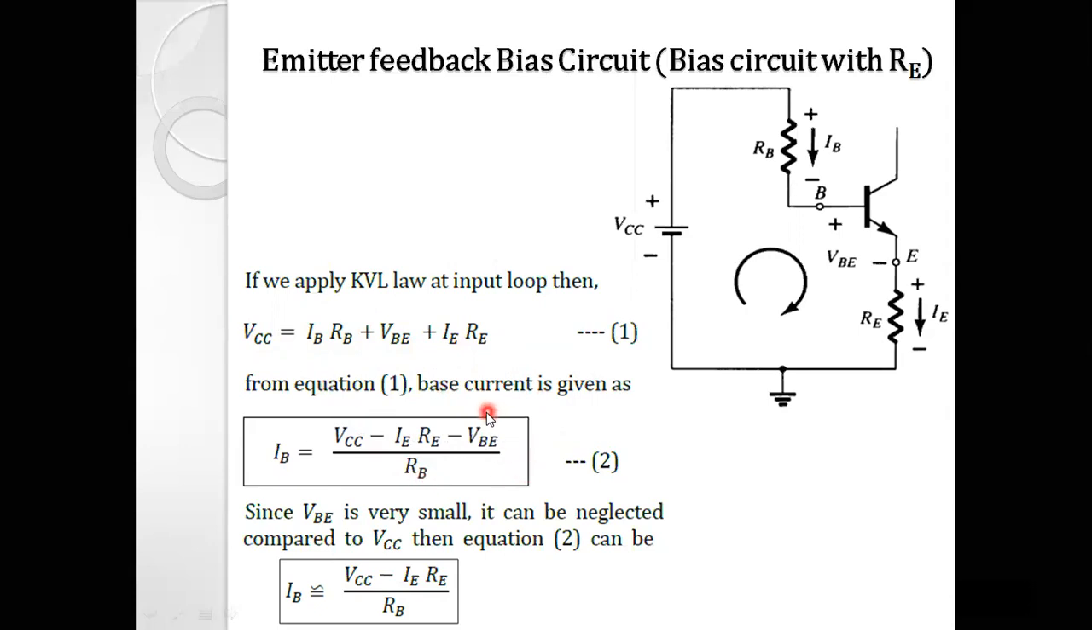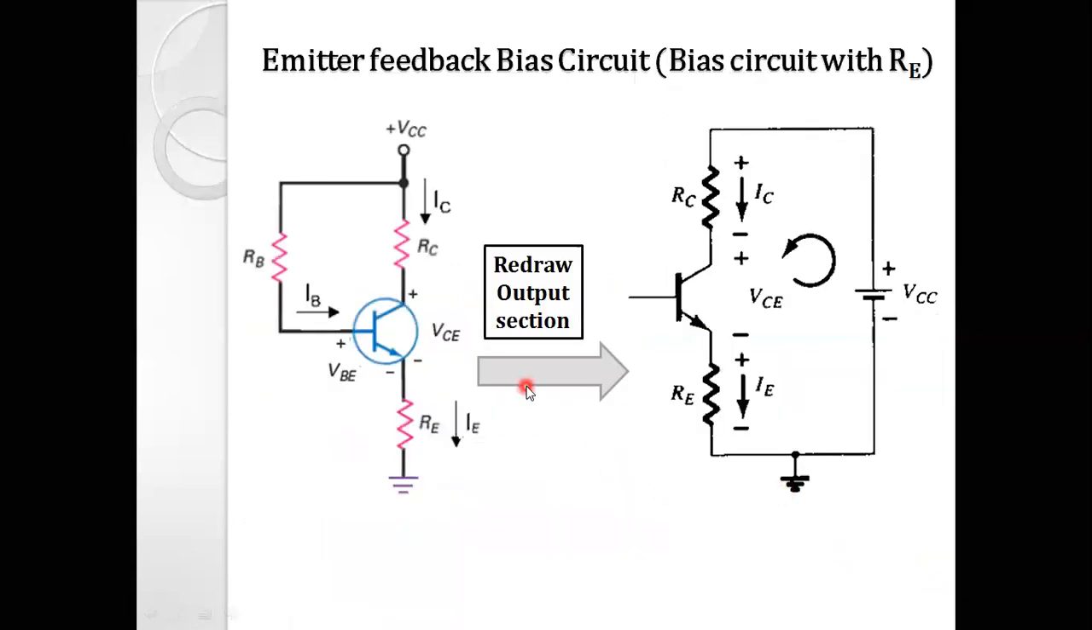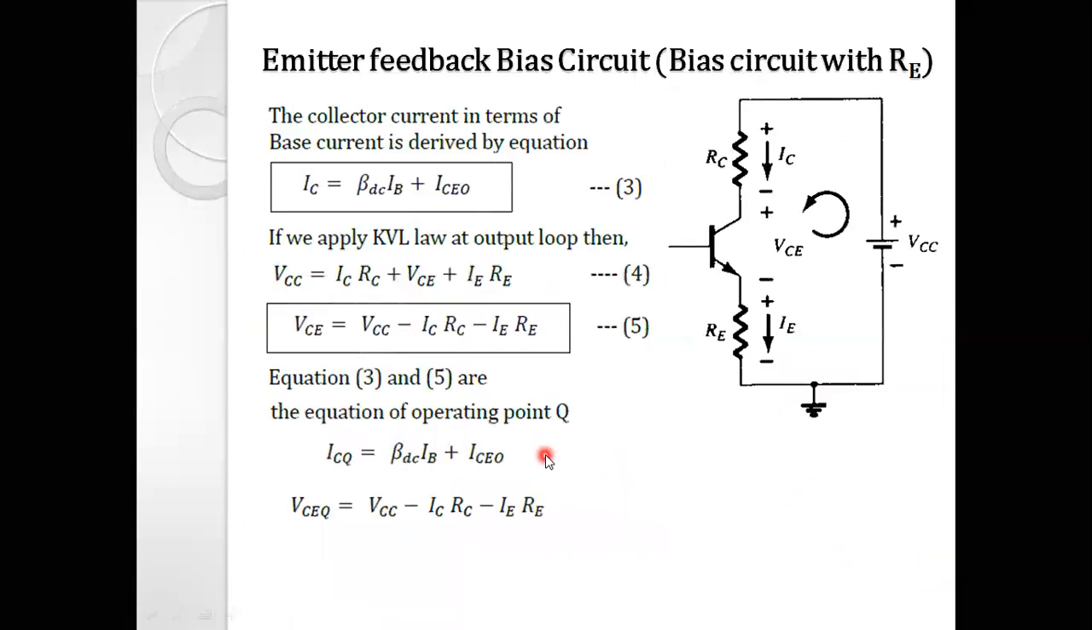And we know that the magnitude of VBE is far less than the magnitude of VCC. So sometimes we can neglect this VBE for simplification purposes, and IB can be approximated to VCC minus IERE divided by RB. So that is the equation for the base current, right? And from that, we can find the first coordinate of the operating point, which is IC.